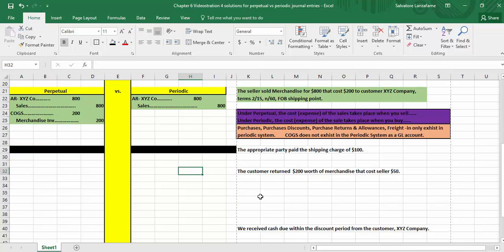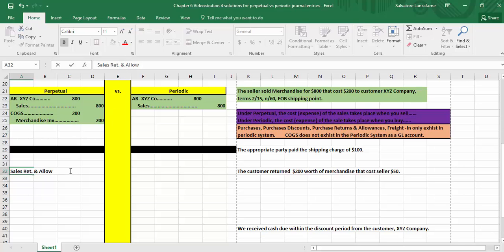Okay, customer returned $200 worth of merchandise that cost $50. So in a situation like this, we are going to basically reverse the sale. So we are going to debit sales, but we're going to add a little extra. Debit sales, returns, and allowances. Hopefully I can squeeze it in here. Don't think so. Let me just abbreviate the word returns.